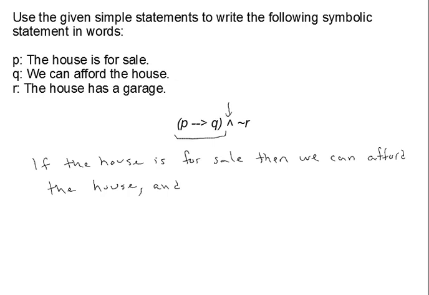And then I have a tilde or a squiggly in front of my R. And so statement R is the house has a garage. So I'm going to write and the house does not have a garage. You don't have to underline the word not. I just did that for emphasis so that you would see the negation that I added. And that is how to convert symbolic statements into words and statements given in words into symbols.